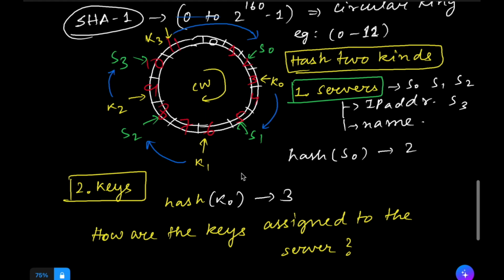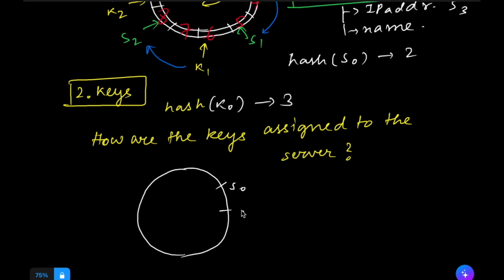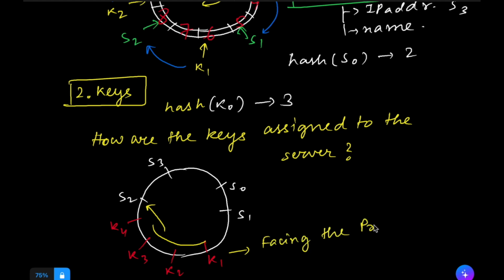But there might be a situation. Let's say I'll draw the consistent hash ring once again, and let's say my server 0, server 1 is here, server 2 and server 3 is here, and the keys are assigned like this: K1, K2, K3 and K4. If we follow the assigning method of moving clockwise and assigning the keys to the immediate server which we encounter, all these keys will be assigned to S2, and thus we are facing the problem 1 situation in which the data is unevenly distributed among the database cache servers. So what is the solution?